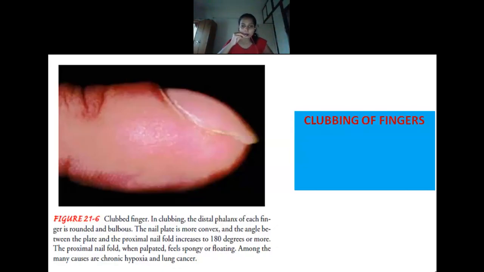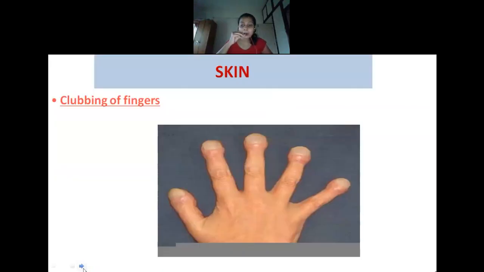I told that normally the angle of the nail bed has to be how much? It has to be around 160 degrees. But in the case of clubbing of fingers, the angle of the nail bed will increase to more than 165 degrees, and it can become up to 180 degrees also. So that is referred to as the angle of clubbing of fingers. It will be more than 165 degrees.